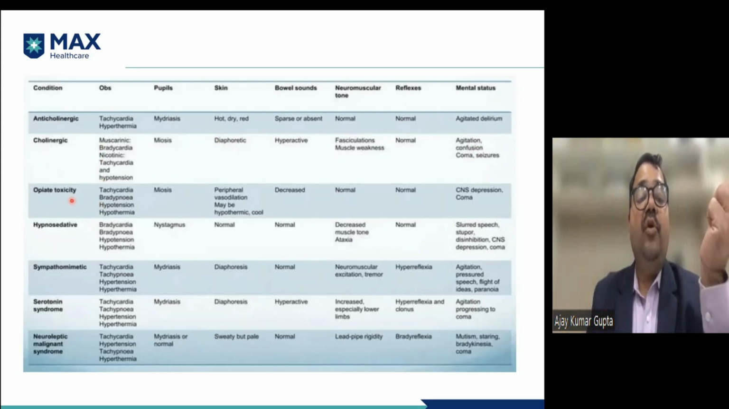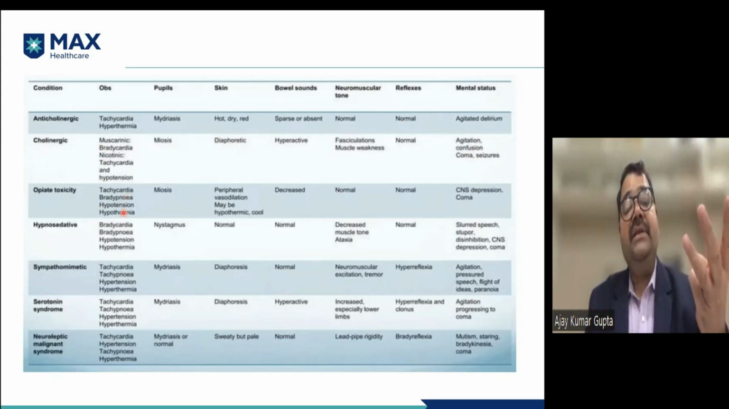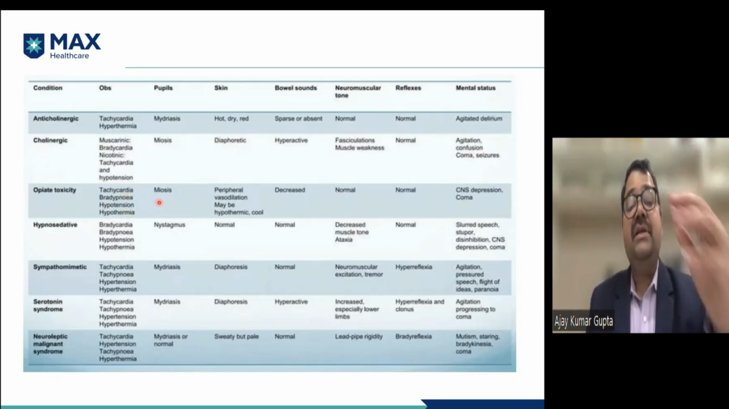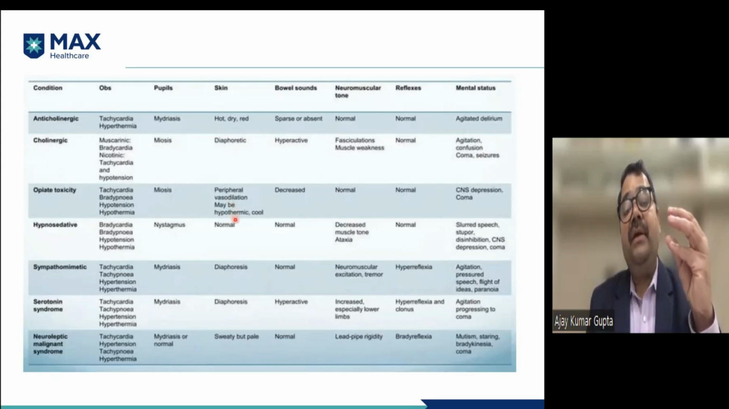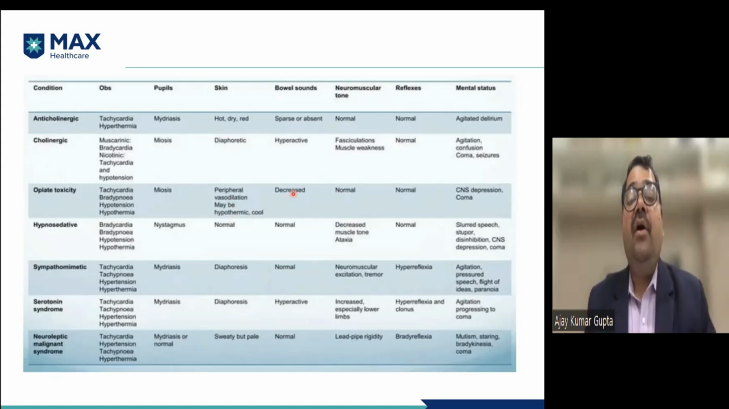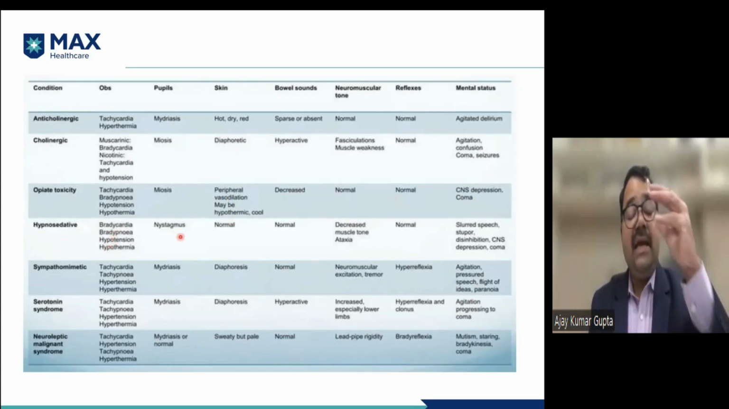In the opiate toxidrome, the patient presents with tachycardia, bradypnea, hypotension, and hypothermia. The patient will have miosis. Then there will be peripheral vasodilatation, maybe hypothermic or cool, and the patient will have decreased bowel sounds. The patient will have normal neuromuscular tone, normal reflexes, but CNS depression and coma. In the hypnosedative toxidromes, the patient presents with bradycardia, bradypnea, hypotension, and hypothermia. The pupils, there will be nystagmus.